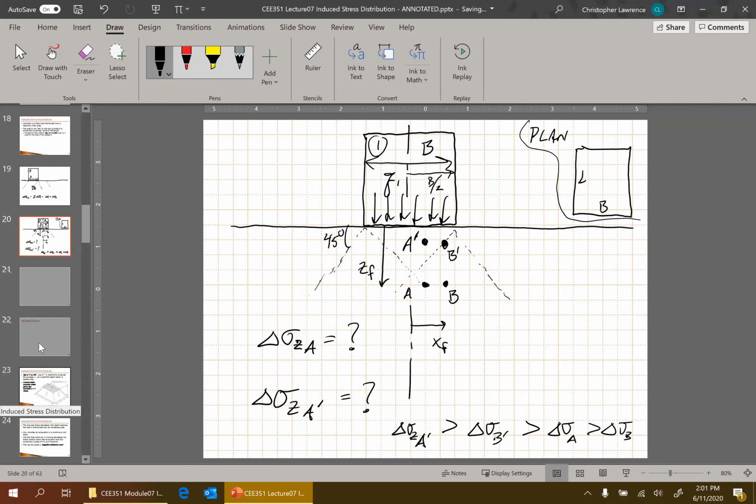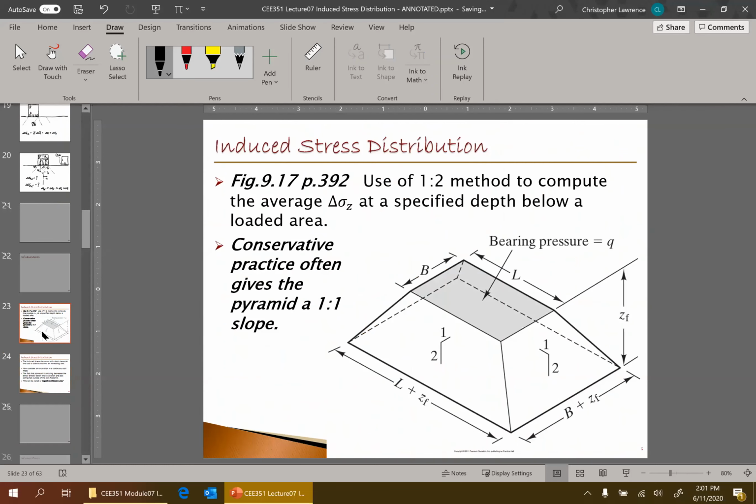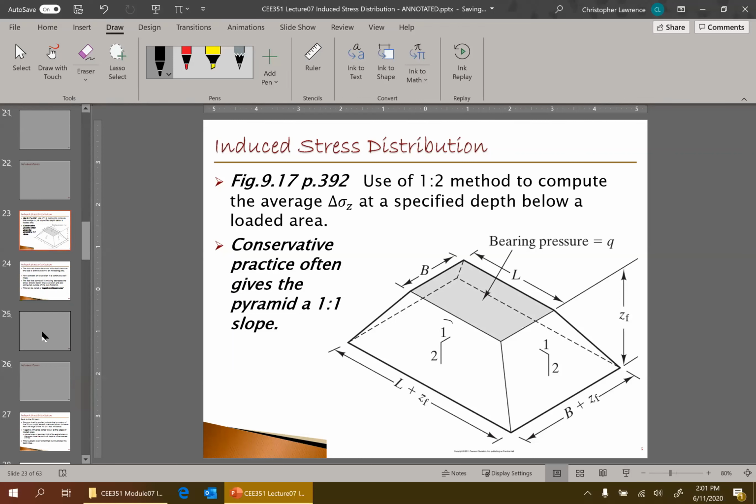Okay, so again, the approximate method considers it to be something very similar to this. It assumes a 2-to-1 zone, and if this is the actual bearing pressure, the foundation of the structure, and then we go to some depth below that, that's this Z, we have to take this pyramid shape and essentially extend it downwards. So B is the width and L is the length of the actual bearing pressure. And then we have B plus ZF because it's a 2-to-1 slope, and L plus ZF.